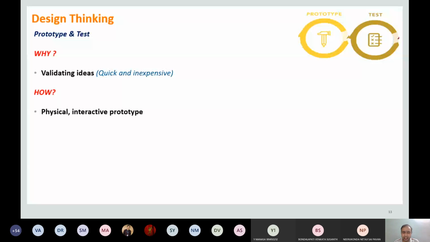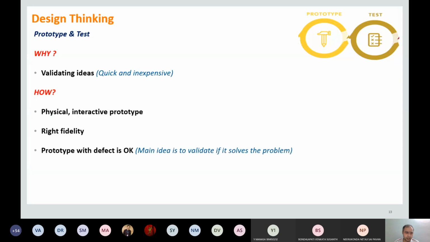You can do a physical or interactive prototype. In case of your product, you can go for a physical one. In case of service oriented industries, you can go for an interactive prototype, like you can create a survey, or you can take up some other way of questionnaires, like that. Then you should have the right fidelity. Okay, that is very, very important.